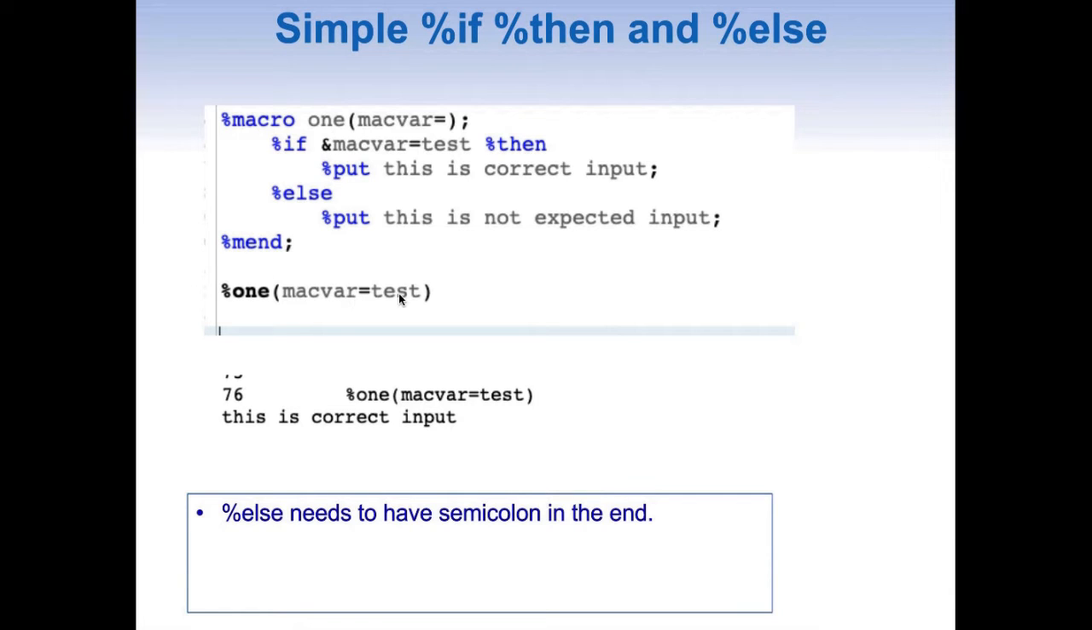When we pass our macro variable value, if the condition matches, then this particular statement is put in the log, else this statement is put in the log. Here we are passing the value test, so it's going to put this statement in the log, and that is what I have pasted here.